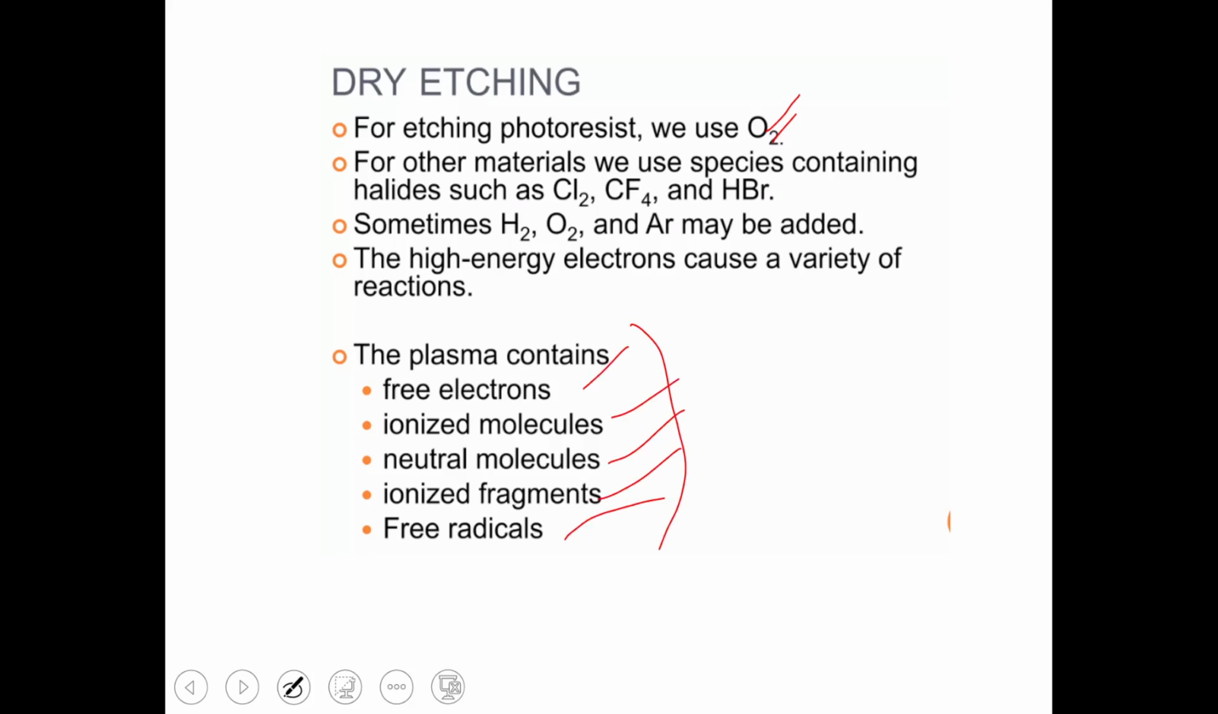That means there will be electrons to react with the positive photoresist. Ionized molecules carry some energy. Some neutral molecules, some ionized fragments, meaning division of molecules through fragmentation. Free radicals means unwanted energy may be present in the plasma.